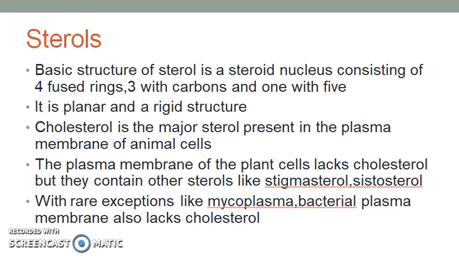Cholesterol is basically a major sterol which is present in the plasma membrane of animal cells. The plasma membrane of plant cells lack the cholesterol but they contain other sterols like stigmasterol and sitosterols. Now, with rare exceptions like the mycoplasma, bacterial plasma membranes also lack cholesterol.